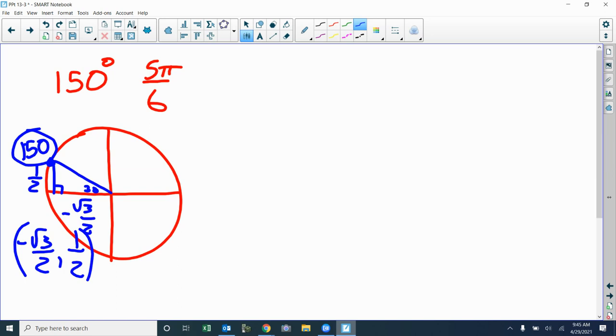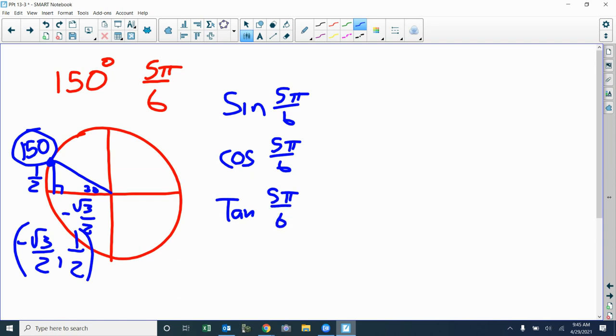You might need to rationalize some, so see how far you can get with sine, cosine, tangent. Just try to get sine, cosine, tangent. You can stop there, or if you want to keep going, we're going to do all 6. So sine of 5 pi over 6, cosine of 5 pi over 6, tangent of 5 pi over 6.